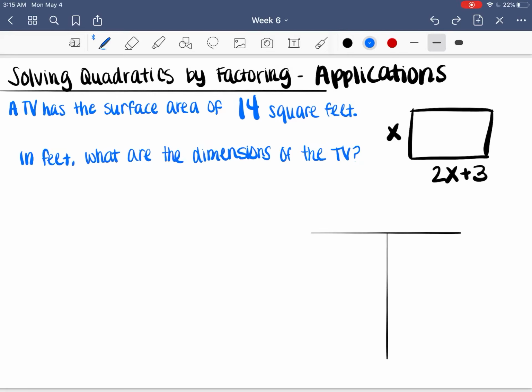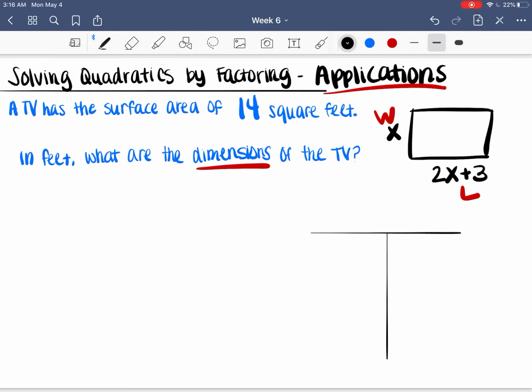Hi, we're solving quadratics by factoring, but now we're doing application problems. So let's say that you have a TV that has a surface area of 14 square feet. And I give you that my TV has a width of x, my shorter side is just some unknown number, and my length is going to be 2 times the width, or 2 times x, plus 3 more feet. So I'm trying to find out the dimensions of my TV, like the actual measurements of my TV.